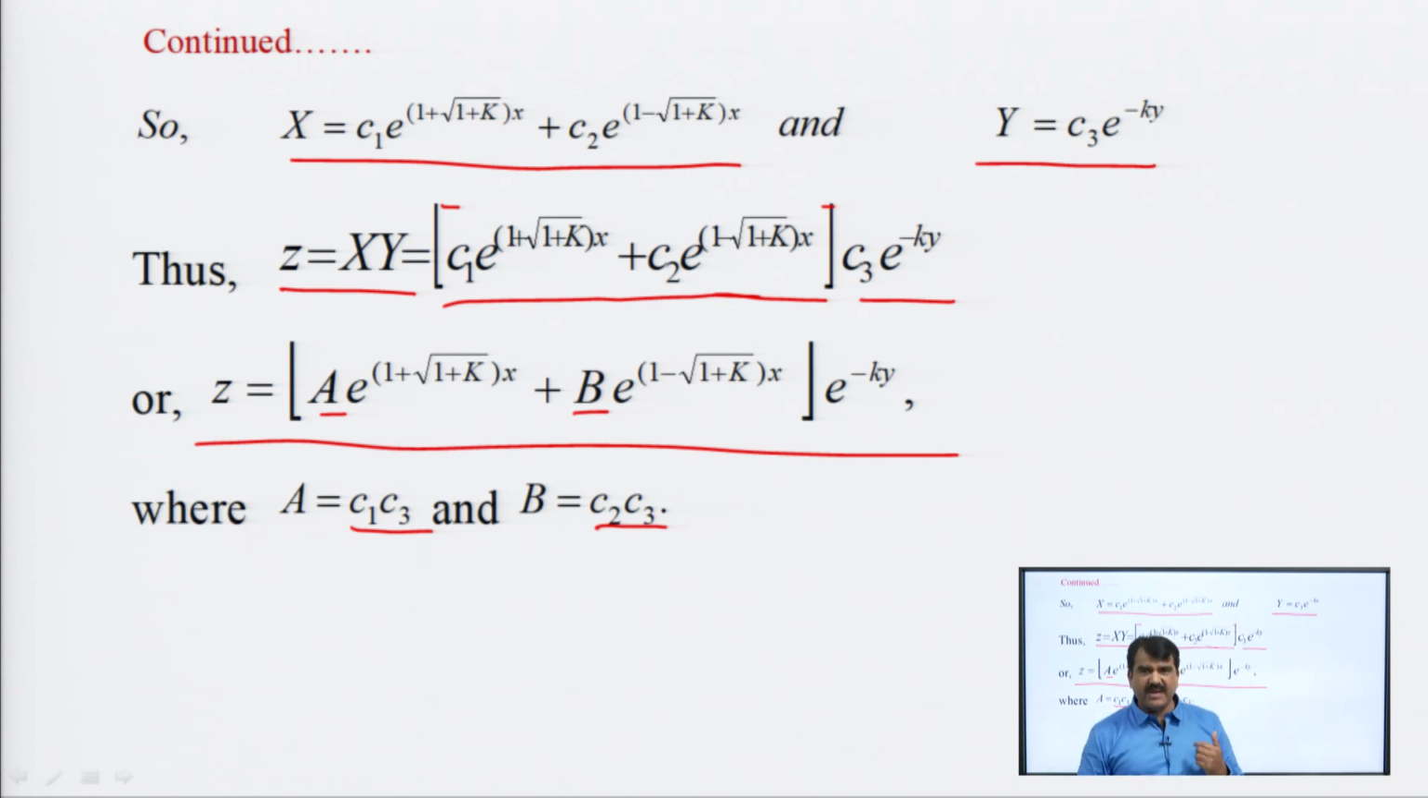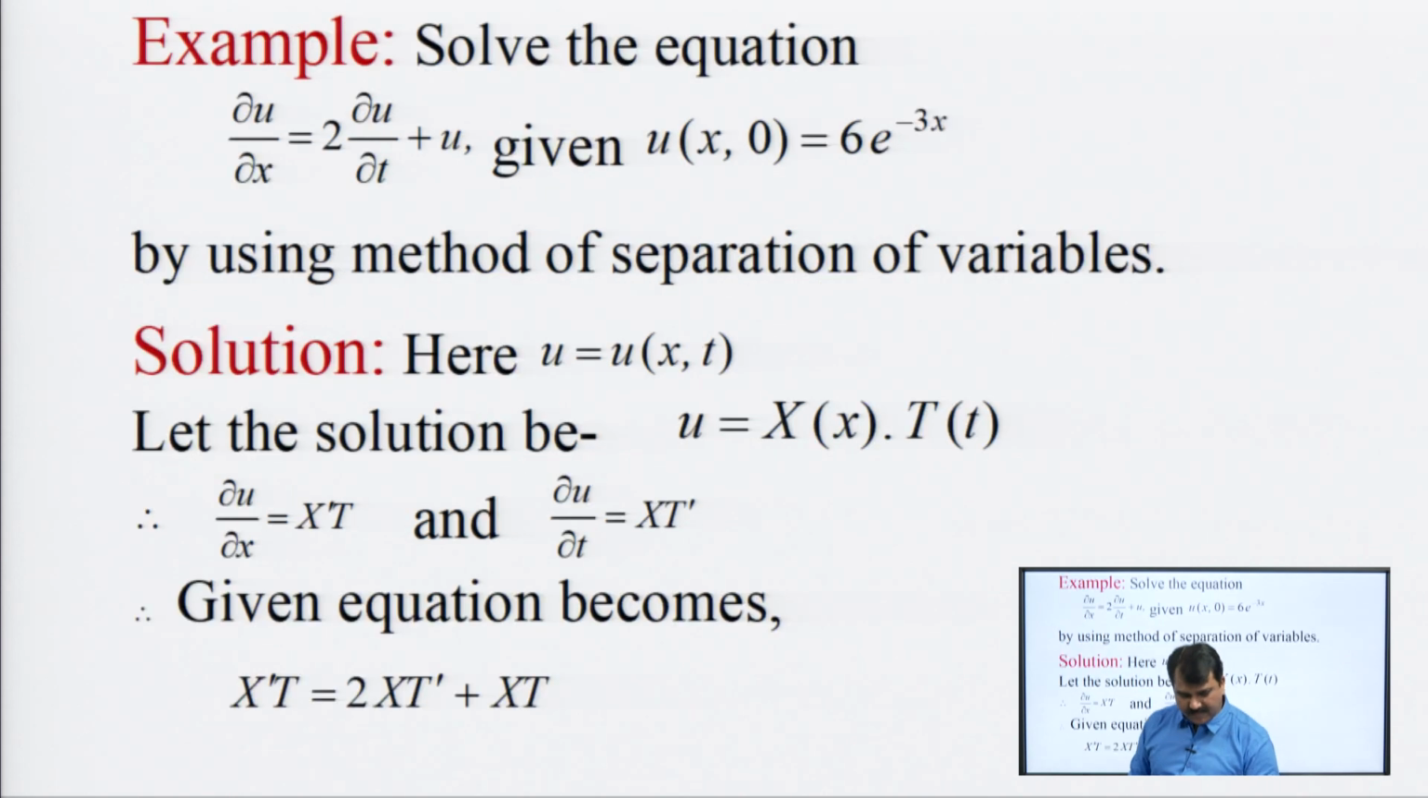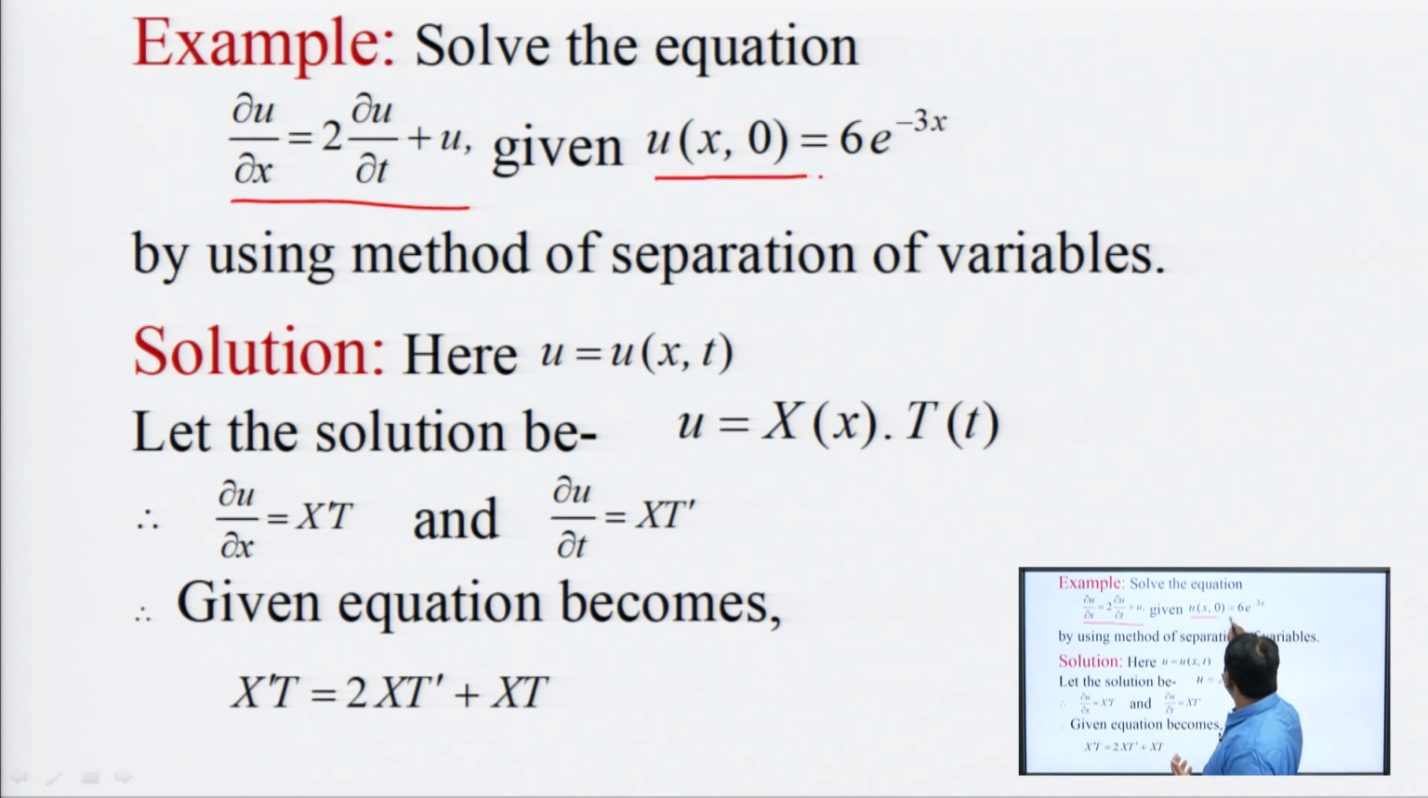So, in this way we find the solution of the given differential equation with the help of the method of separation of variables. Now, let us consider the next example. In this example, we have considered del u by del x is equal to 2 del u by del t plus u.